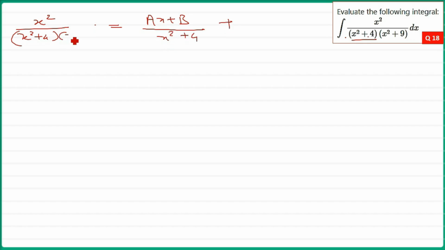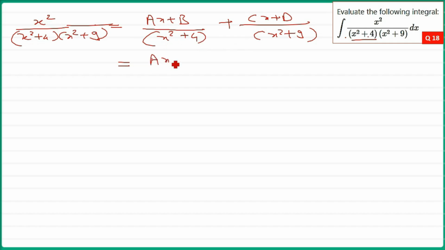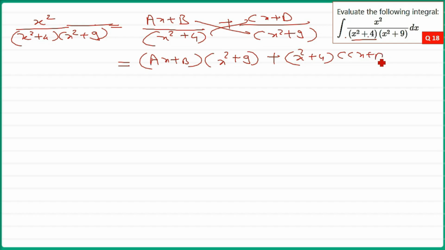Alright. Similarly, with the same logic, x square plus 9 is also there in the denominator. For that, you cannot have a constant. You have to have a linear equation. So cx plus d will be over x square plus 9. So on the right side you have to take the LCM. Ax plus b will be multiplied by x square plus 9, and then we have to multiply this cx plus d with x square plus 4. So x square plus 4 multiplied by cx plus d. The denominator will have x square plus 4 multiplied by x square plus 9.